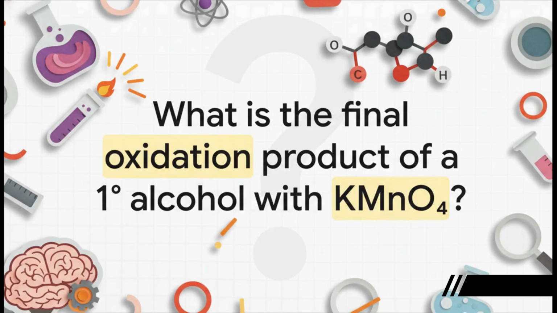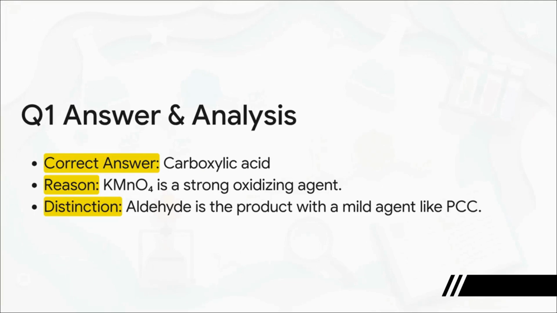All right, time to use that trick. What's the final oxidation product of a primary alcohol with KMnO₄? Pause the explainer right now, figure it out, and then come back. Go for it. And we're back. Did you get it? The correct answer is C, carboxylic acid. Why? Because our trick tells us that KMnO₄ keeps going all the way to the acid. If the question used PCC, then the answer would have been B, aldehyde. You see how critical it is to know the difference between your reagents?